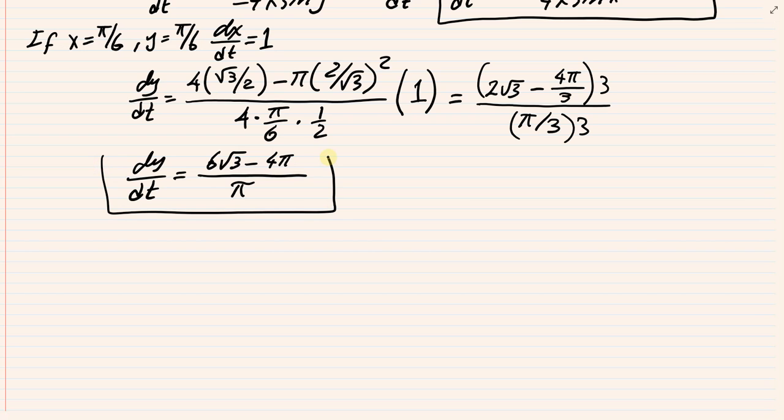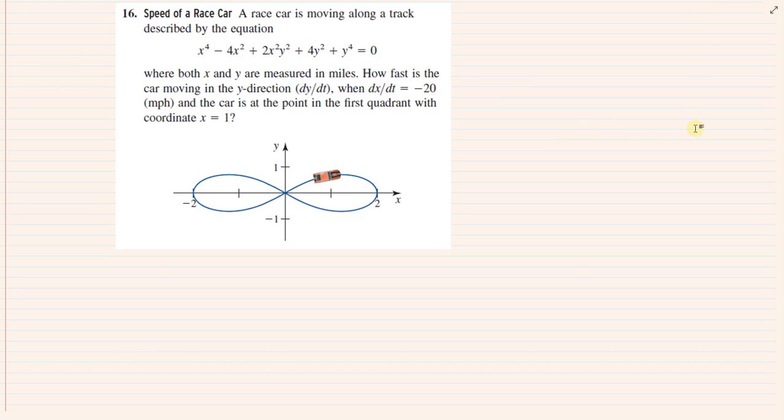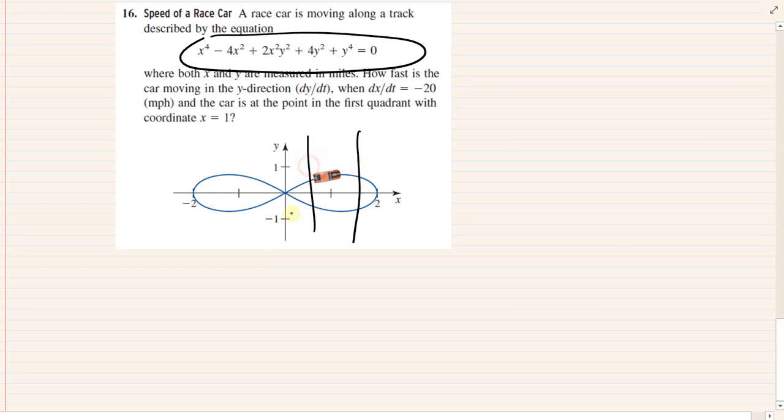Okay, let's take a look at another exercise. In exercise number 16, the question reads, a race car is moving along a track described by the equation. And there you go. Notice that equation, by the way, is not a function. You do your vertical line test, it fails almost everywhere, right? Except at 0, -2, and 2. And even at those points, you have a vertical tangent, but still. So anyhow, this isn't a function, but it's a relation, or just an equation.